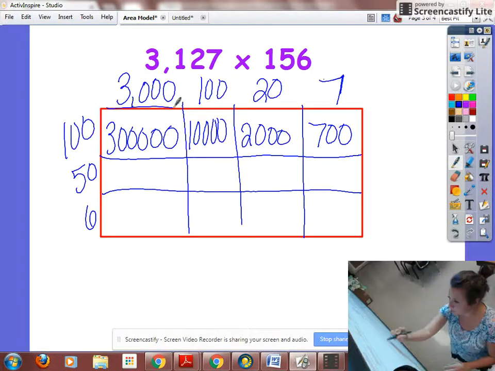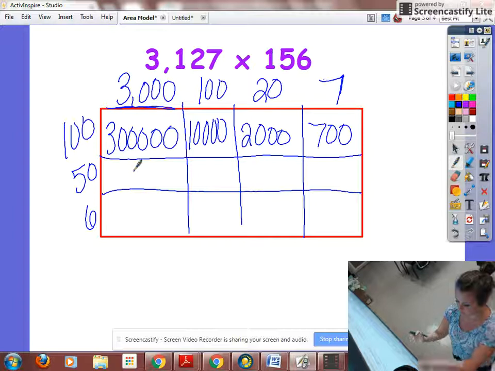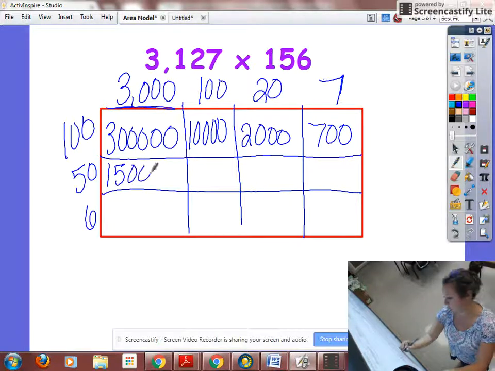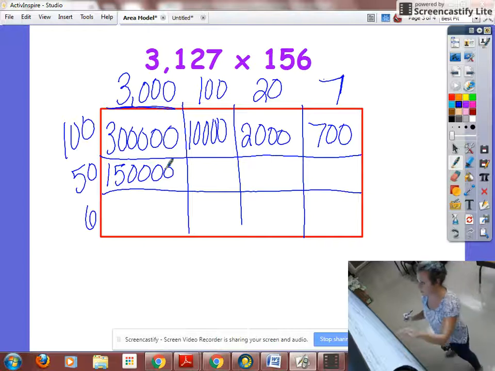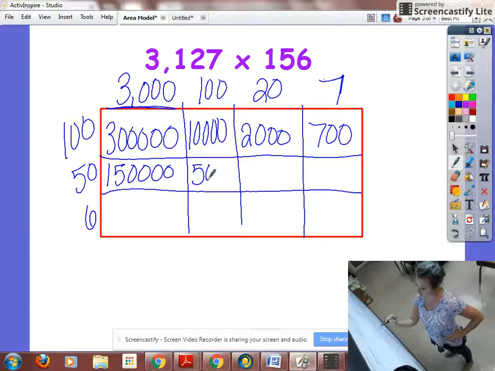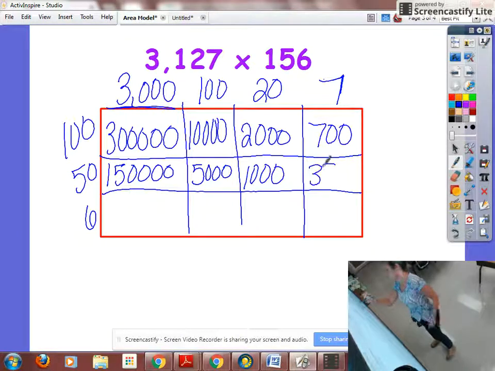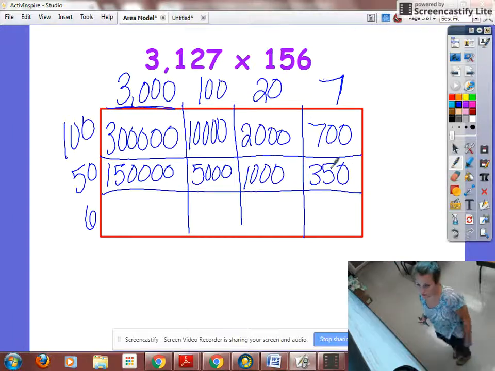Then I multiply the 3,000 to the 50. 5 times 3 is 15. Add 4 zeros. 50 times 100 is 1, 2, 3 zeros. 50 times 20, 5 times 2 is 10. Add 2 more zeros. 50 times 7 is 350.